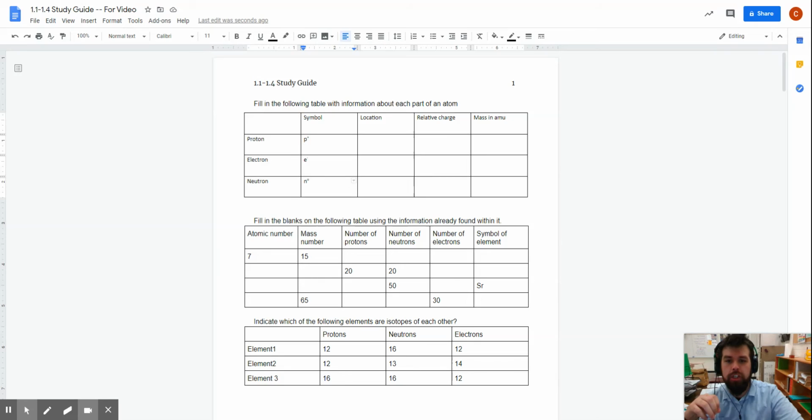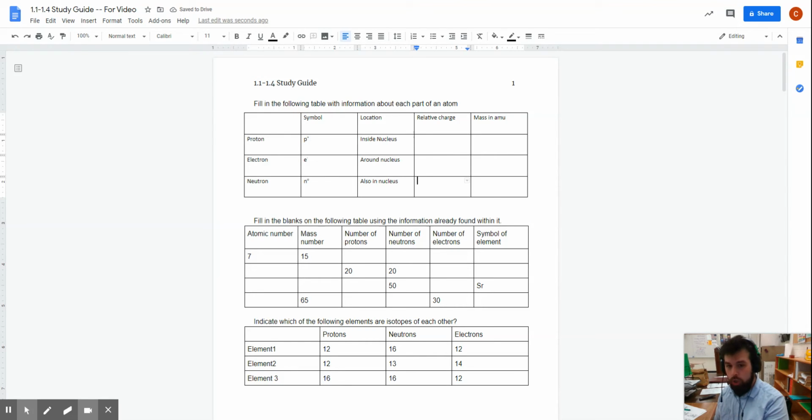Next, we need to talk about the location. We've only got two locations in an atom. We've got inside the nucleus and then orbiting around outside the nucleus. Protons, those are inside the nucleus. Electrons, those are the little ones that orbit around the nucleus. Or I could just put outside, or I could put in an orbit around it, however you want to say it. And the neutrons also in the nucleus.